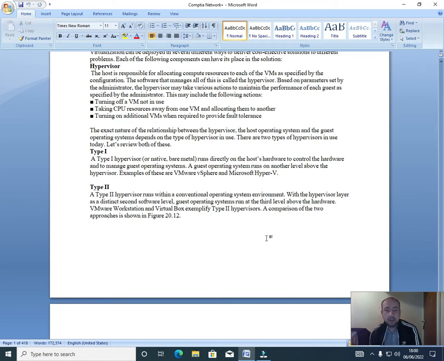The exact nature of the relationship between the hypervisor, the host operating system, and the guest operating system depends on the type of hypervisor in use. There are two types of hypervisors in use today. Let's review both of these.